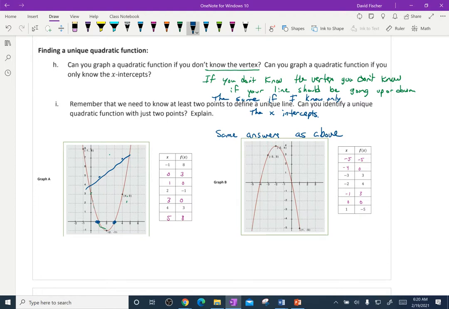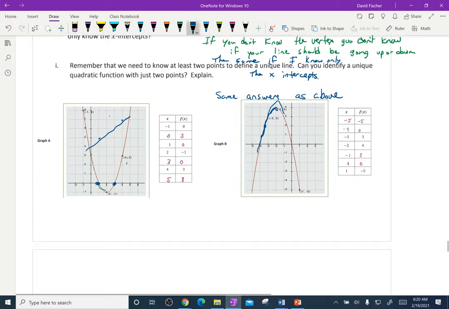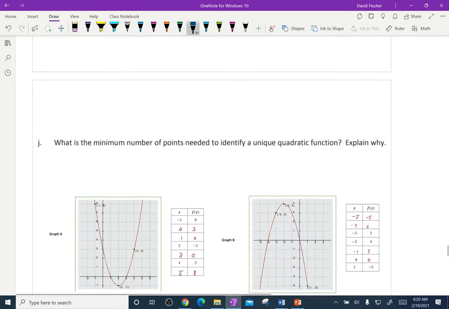If I only have 2 coordinates, even if I had the 2 coordinates going this way, I know it's going this way, but I don't know how high it goes. It could go way up here and then back down. So I don't know the vertex. So I don't think so, would be my answer.